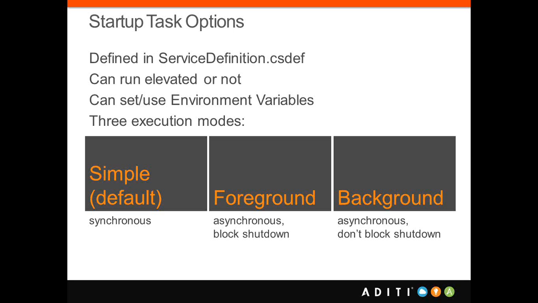One is simple. Most of the time I use simple, which is the default. If you don't mention it, it is simple. It is synchronous, so first it executes all the startup tasks, and then it goes to the role lifecycle. In asynchronous, we have two options: foreground and background. Foreground blocks the shutdown. If there is something wrong with your VM, it is not going to shut down unless the foreground tasks are completed. Background startup tasks do not block the shutdown, so if there is something wrong with the VM and it is going down, they do not interrupt the shutting down of that VM.